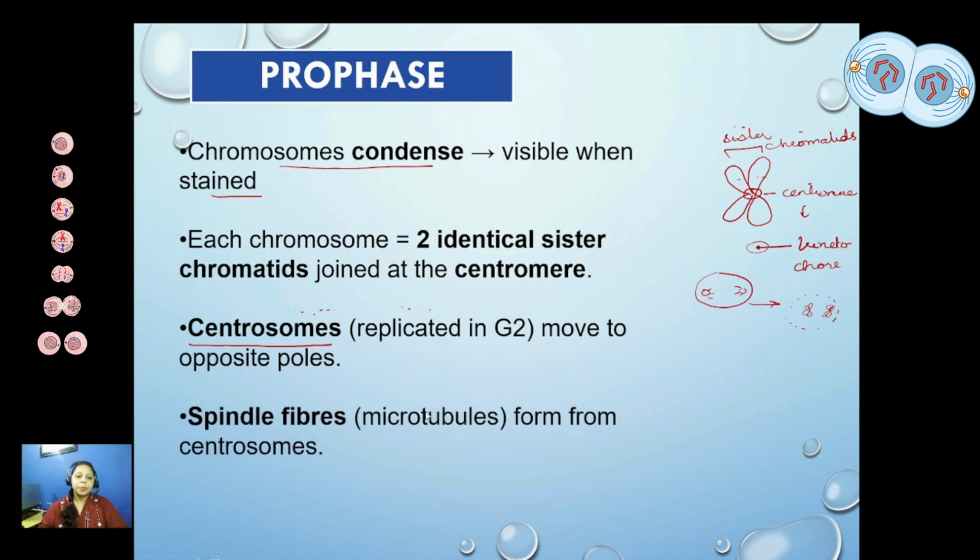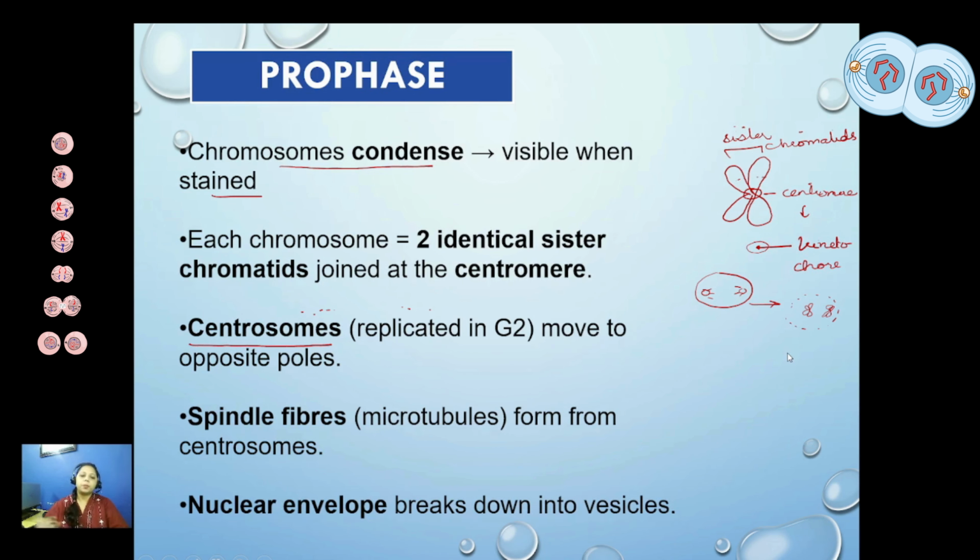We'll discuss this later. So the spindle fiber microtubules form from the centrosomes, and the nuclear envelope basically breaks down into vesicles, meaning it is going to disappear. Now there are two types of fibers that are going to originate from these centrosomes. There's no need to go into the detail of these two, but keep in mind one is the kinetochore fiber, where the chromosome is going to get attached, and they align themselves in the very center.